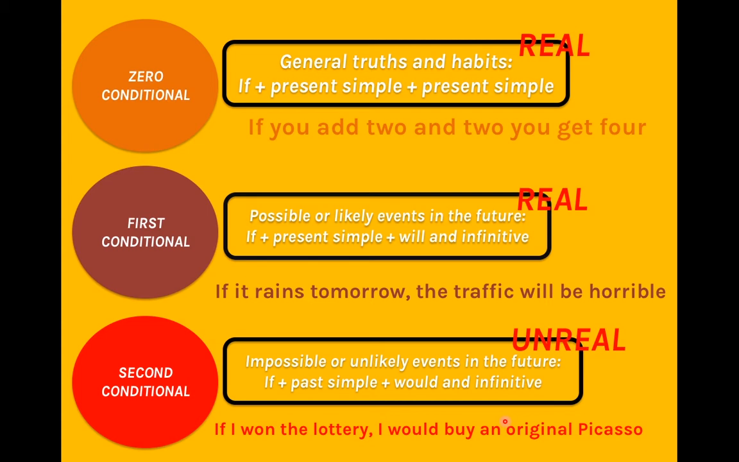So remember the differences between the first conditional and the second conditional. The first conditional is real, and we use the present simple to express the condition and will to express the result. And the second conditional is unreal, and we use the past simple to express the condition, and we use would to express the result. For this class and for the following hours of class, we're going to focus on the first conditional and the second conditional. Let's talk a little bit more about the first conditional and let's see some examples.